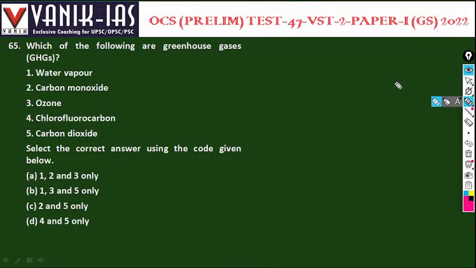Which of the following are greenhouse gas? Water vapor is a greenhouse gas. Ozone layer, yes. Following are greenhouse gas. Water vapor is a greenhouse gas. Yes. Water vapor is a greenhouse gas.